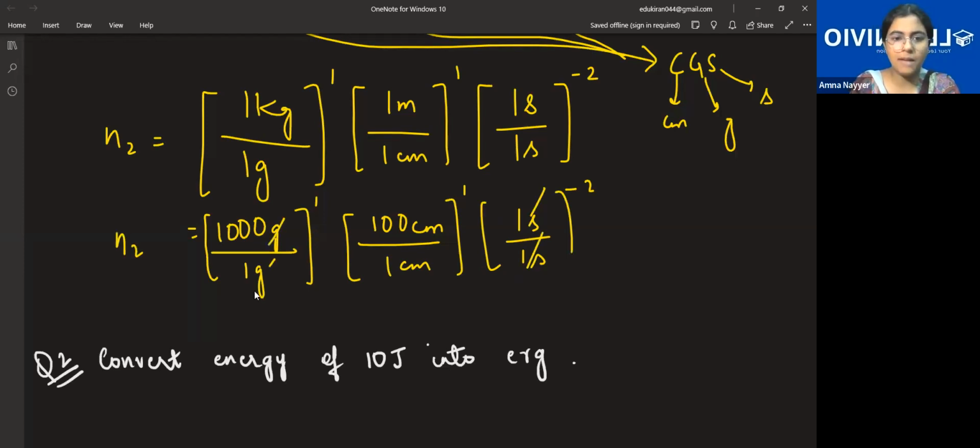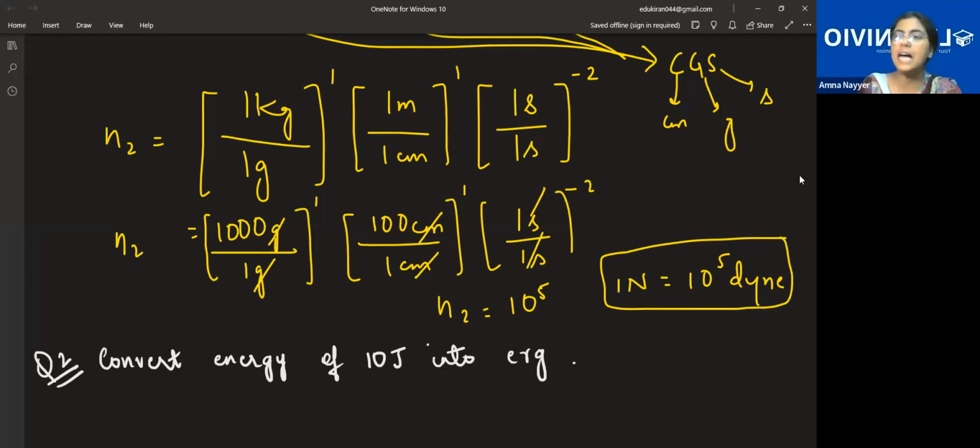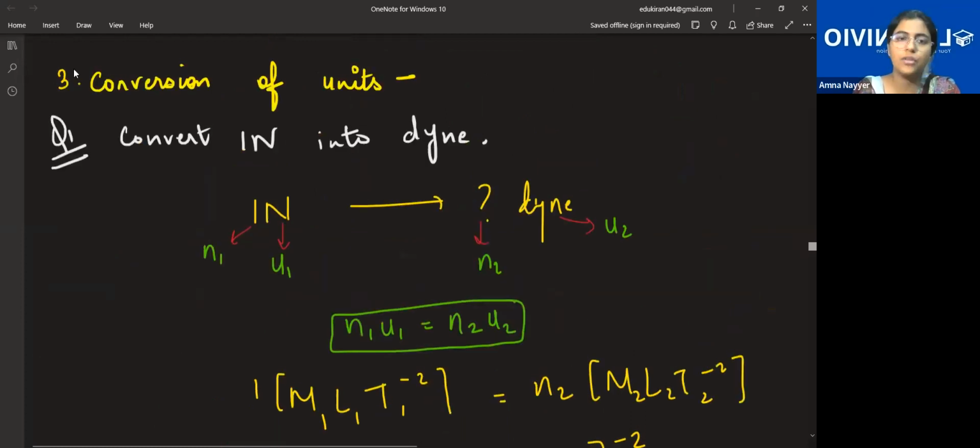So for N2, gram, gram cancelled, centimeter, centimeter cancelled. What is N2 equal to? 1000 into 100. Rest everything is cancelled. 1000 into 100 means 10 to the power 5. So 1 Newton is equal to 10 to the power 5 dynes. Clear? This is the last application of dimensional analysis. Write it down. Write this conversion of units, the third part.